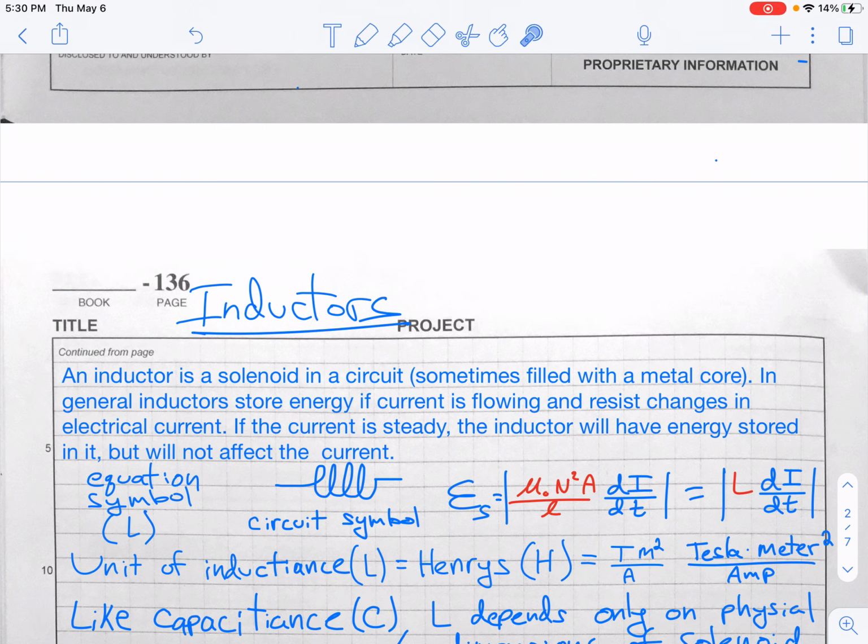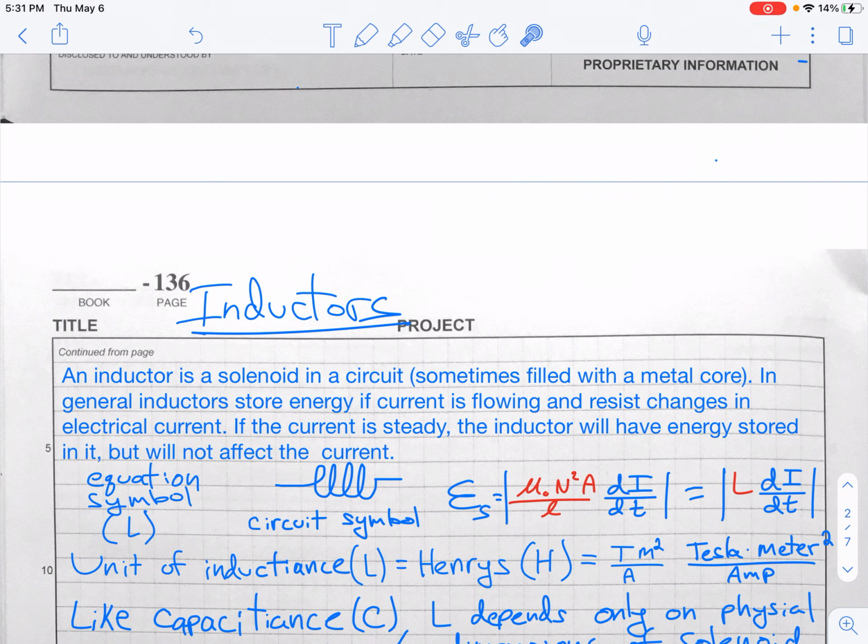The equation symbol for an inductor is an L, like resistor R, capacitor C, voltage V, that type of thing. The circuit symbol looks like a little coil that could represent a solenoid. The voltage across a solenoid, which we just found on the previous page, was all these constants times di dt. And these constants are what make up L, which is a numerical value that you could assign to an inductor, which is a measure of how much it's going to resist changes in current.